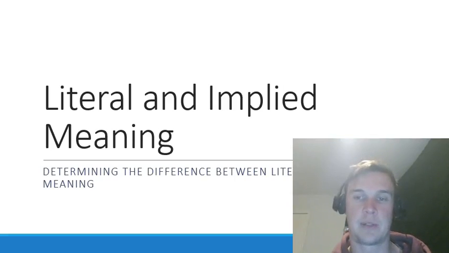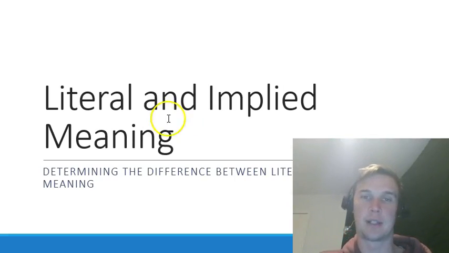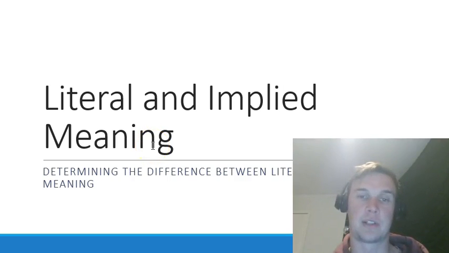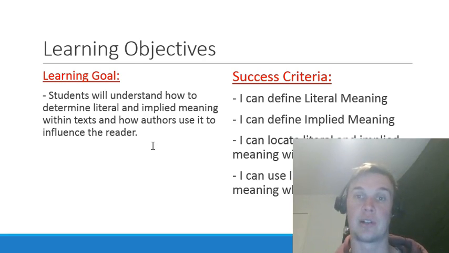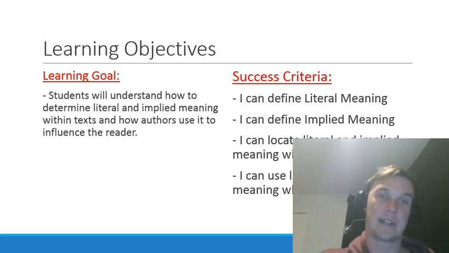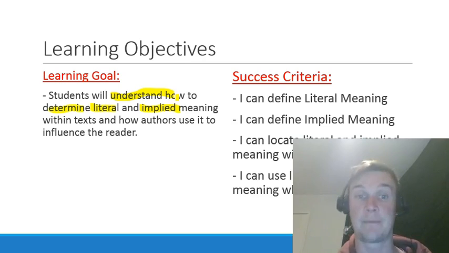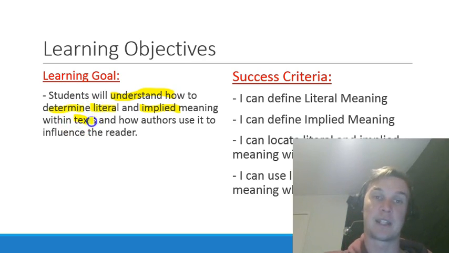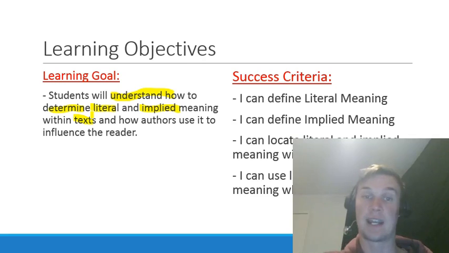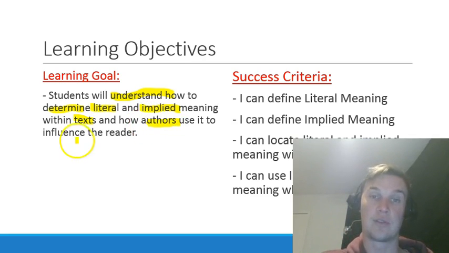Okay, in this video we're going to be looking at literal and implied meaning, and hopefully we can determine the difference between those. So we'll quickly look at our learning goal and our success criteria for this unit. So our learning goal is, and I'll get my highlighter out, students will understand how to determine literal and implied meaning. You need to be able to determine that, and you've got to be able to find it within some text. So you also need to understand how these authors use it to influence the reader.